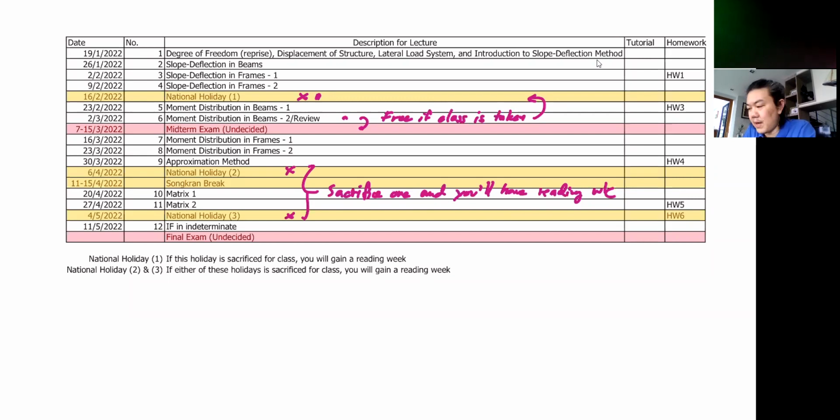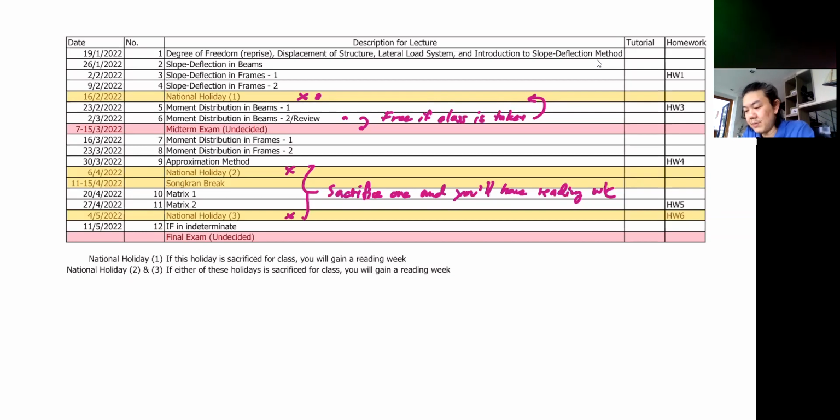That's what it is, folks. But we have a choice. We can sacrifice this holiday to get more free time before the exam. And of course, you're going to have more time to submit the homework and have the graded one in return as well. For the second part, aside from the Songkran break, we have 2 national holidays again.